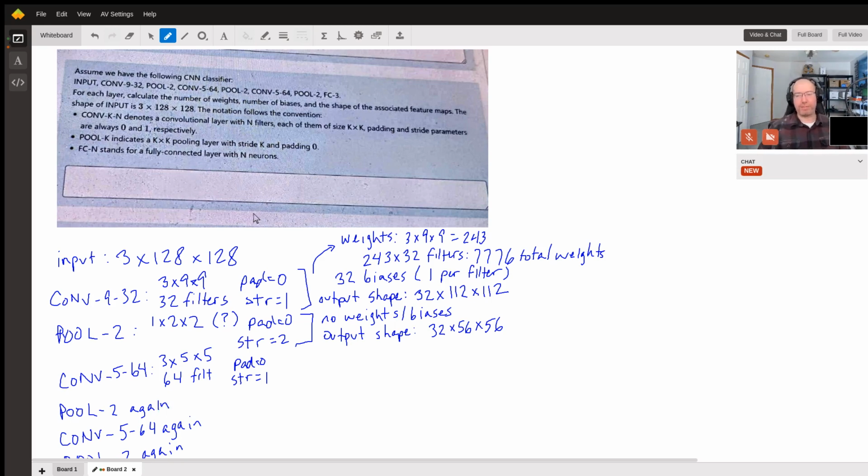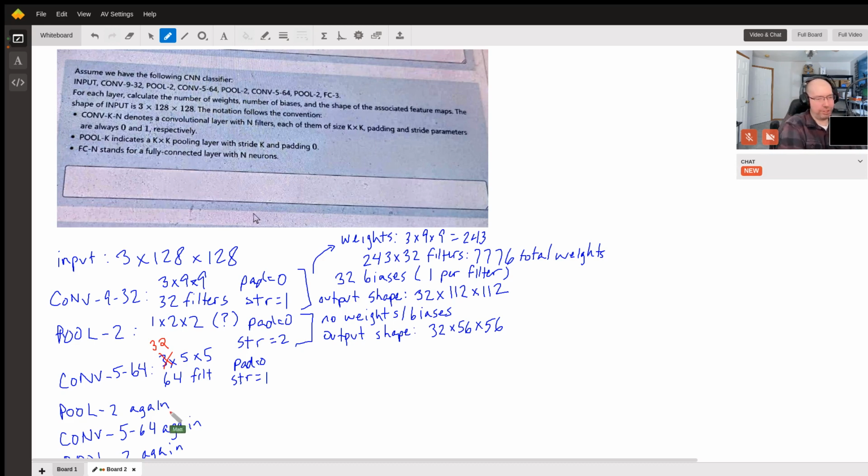But all right, then what that would mean is that your con5 is not going to be 3 by 5 by 5. It's going to be whatever the previous layer's output channels is by 5 by 5, which I believe is 32 by 5 by 5, because that's how many channels we ended up with in the previous layer. Again, assuming that our assumption about the pooling layer is correct.